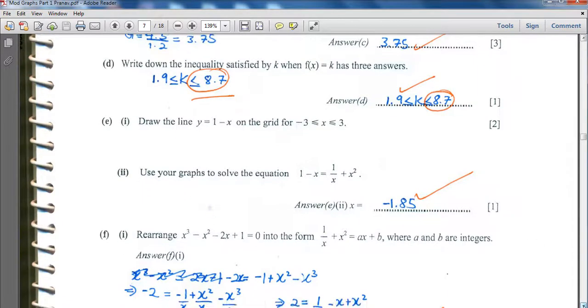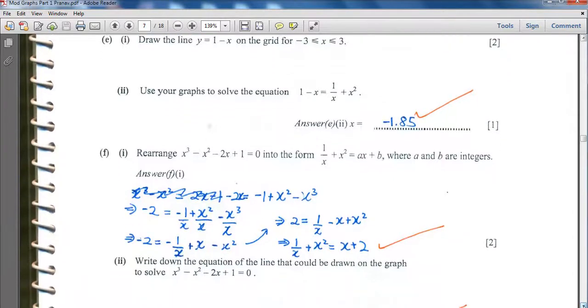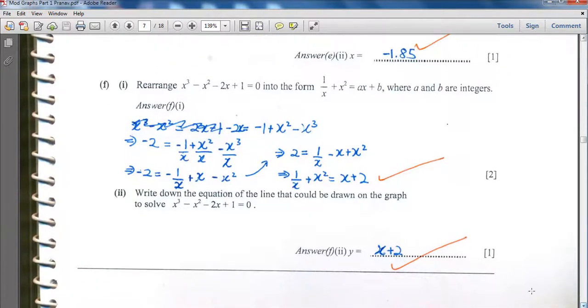Next part of the question. Rearrange this expression into the form 1 upon x plus x square is equal to ax plus b, where a and b are integers. So over here again, it's a similar thing which we did in question 1 also, but this is looking at it the other way around, because here the expression is given and we need to rearrange it so that we get the curve is equal to a straight line.